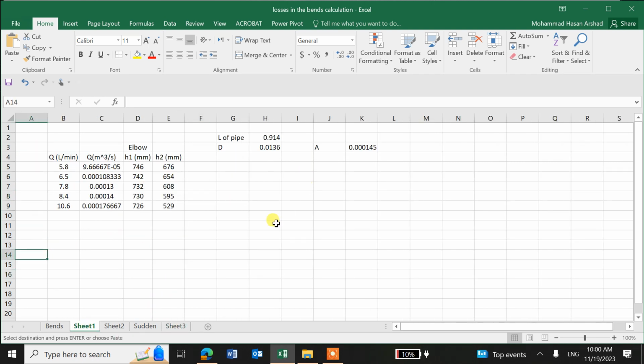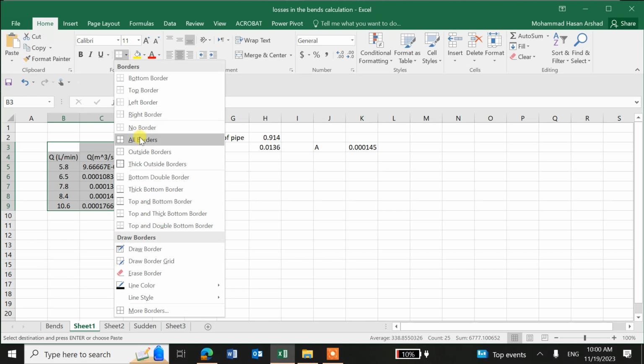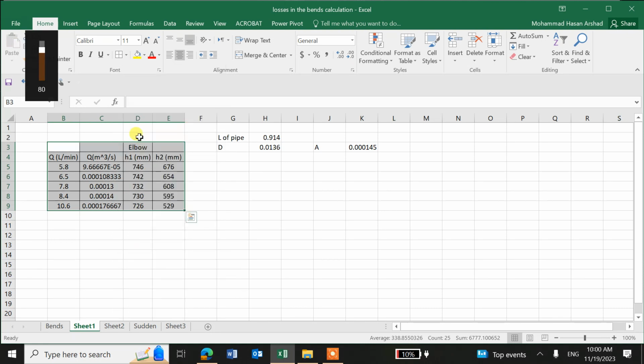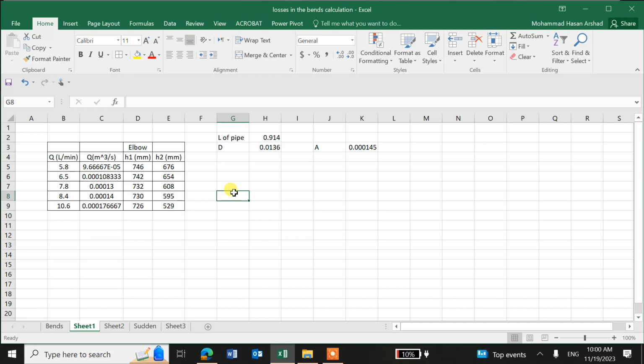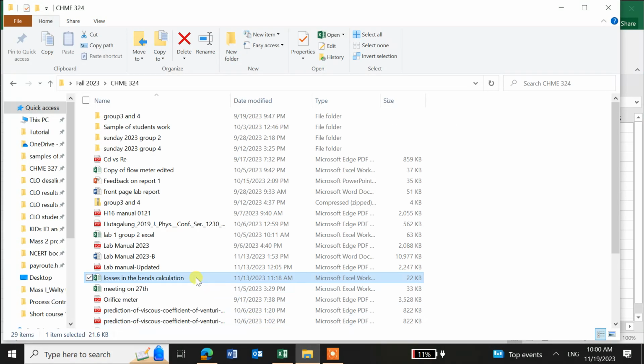Okay, so now see, this is the data for elbow. Elbow and mitre bend, they are the same, so you can do exactly the same way. The main thing is in elbow we measured the head loss H1 H2. This H1 H2 is not only the head loss in the elbow or in the bend, but it also includes the straight pipe section. So a straight pipe section is also there.